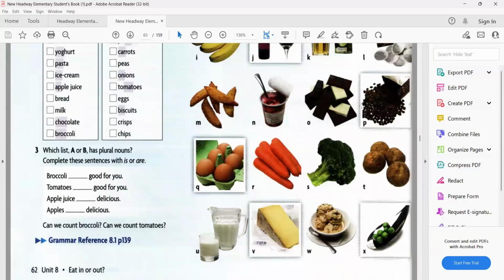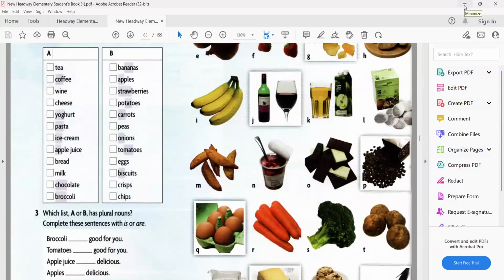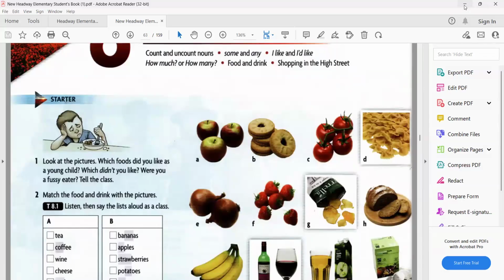So now we need to learn when we're gonna use some, when we're gonna use any. Who can tell me when do we use some and when do we use any? So in English, we have countable nouns and we have uncountable nouns. This means countable nouns are the nouns that we can count, like one apple, two apples, three apples, one banana. But can we count milk? Milk is uncountable. We cannot count milk.